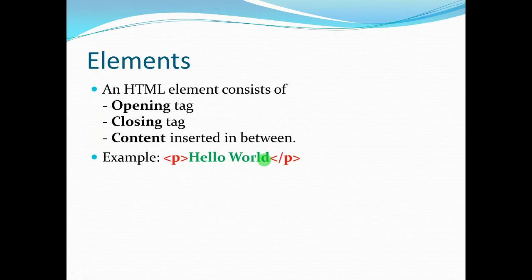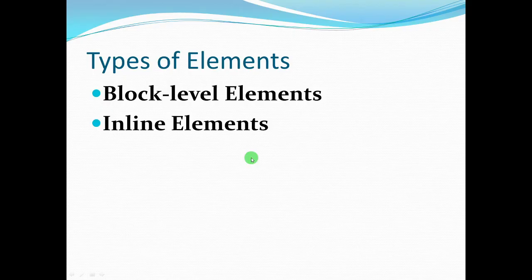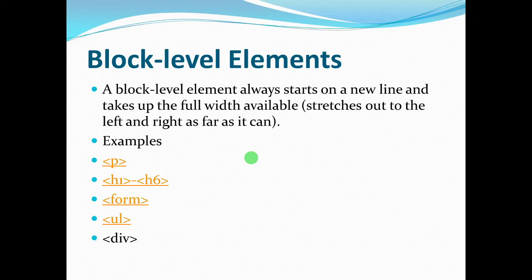Okay, so we've looked at what an element is. Essentially it consists of an opening tag, a closing tag, and the content inserted between the tags. So this is a classical example of an element. Okay, now we are here to discuss types of elements. So there are essentially two kinds of elements. The first is the block level element, and the second is the inline element. Now let's see what those are.